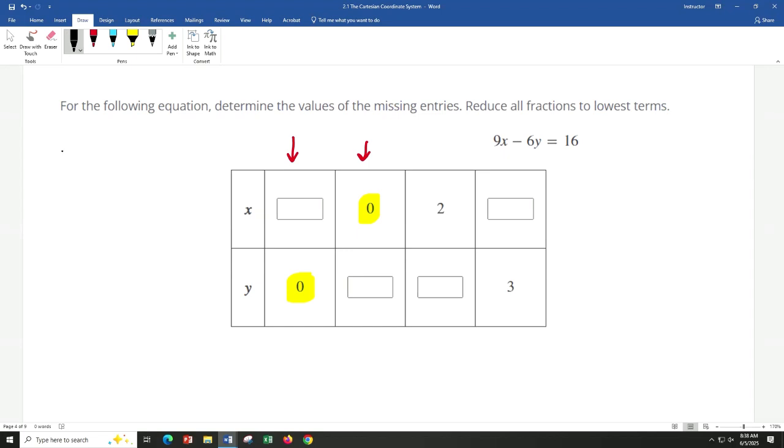So we've got 9x minus 6 times 0 is equal to 16. Well, we know that anything multiplied by 0 is just 0. So that all goes away there, and you're just left with 9x is equal to 16. We can divide off the 9 and there's our answer: x equals 16 over 9. Simple enough there, right?